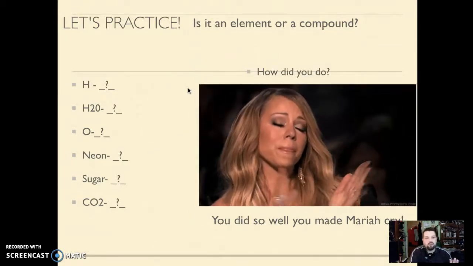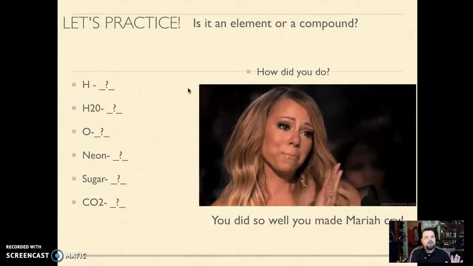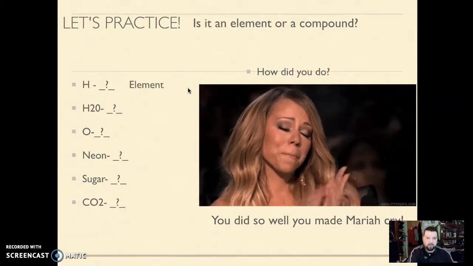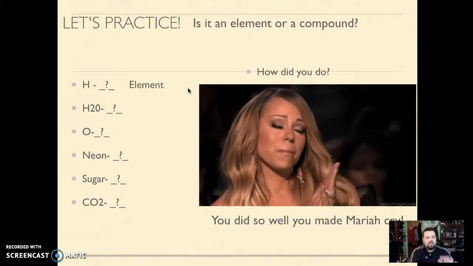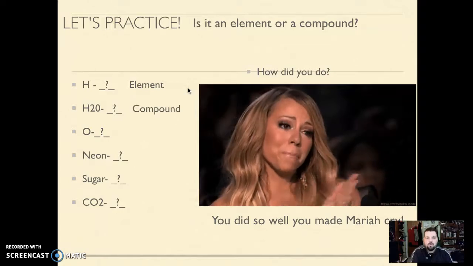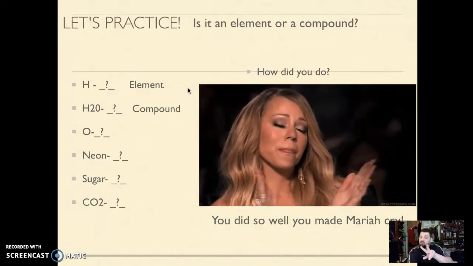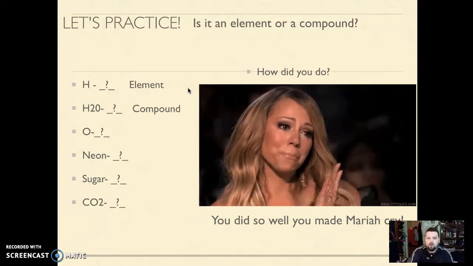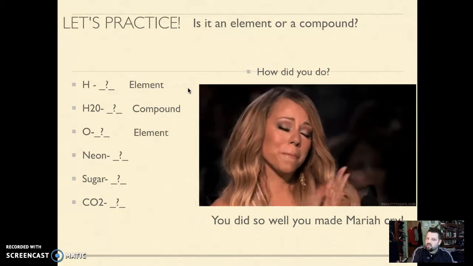Mariah Carey's happy. If you can answer all these, you're going to get them. Look how happy she is. That's an element. H is an element. How about H2O? That's got to be a compound because you see the two more capital letters right there. How about O, or oxygen? I mentioned it earlier. That's an element.